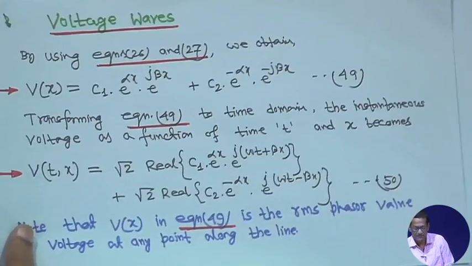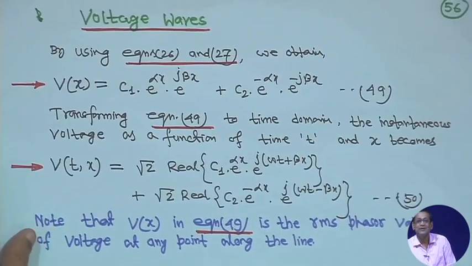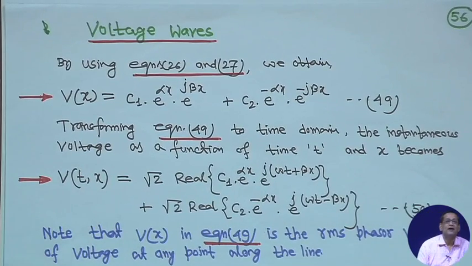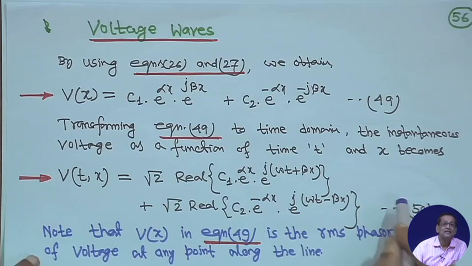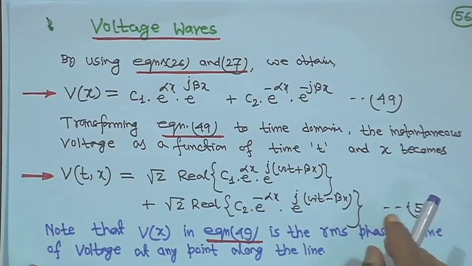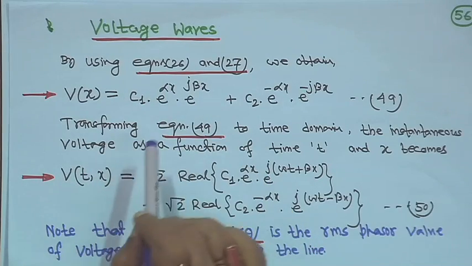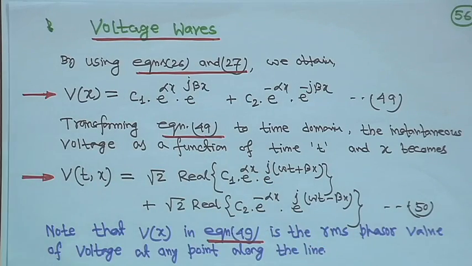Next is, for this transmission line, some 6 different examples I have given to you, and this will clear your ideas about different types of problems. Now, next is the voltage waves, by using equations 26 and 27. I will show you 26 and 27 for just a few seconds.